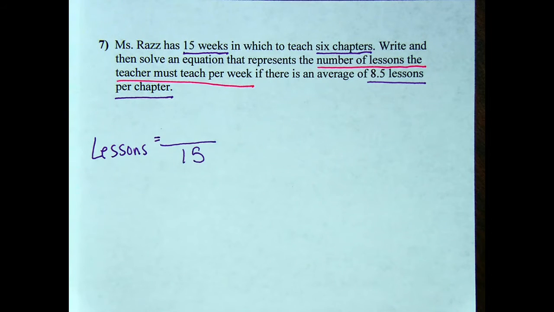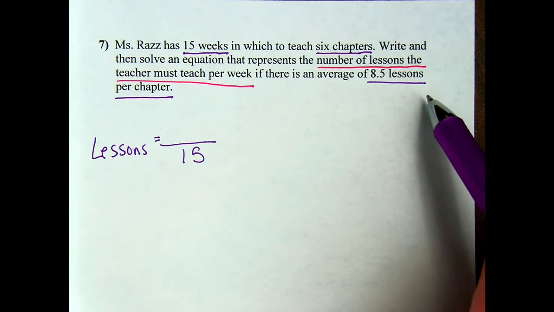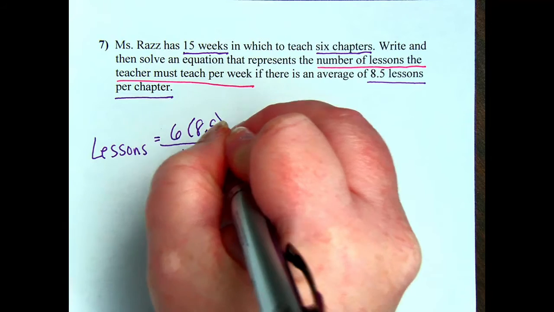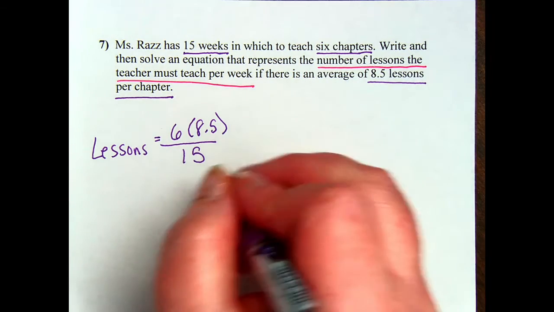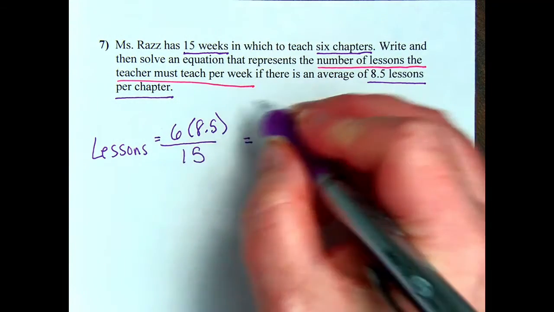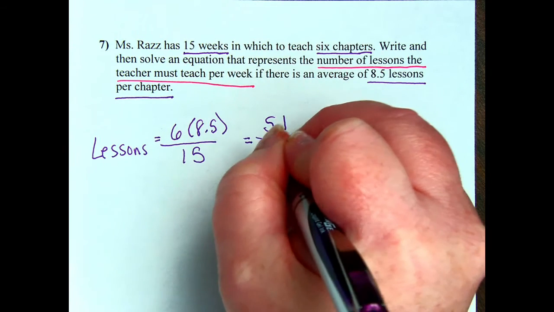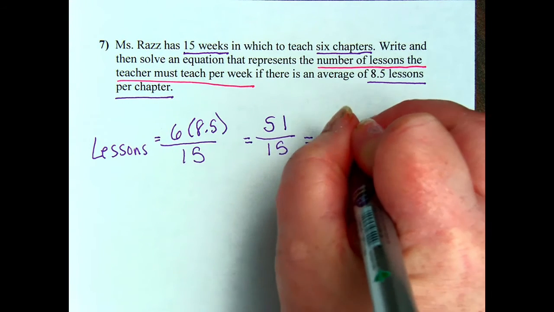And if we know that there are 6 chapters and there are 8.5 lessons per chapter, I would take 6 times 8.5 to get the total number of lessons. And we know that Miss Raz needs to teach that in 15 weeks. So now we just simplify. 6 times 8.5 is 51. And 51 divided by 15 is 3.4.